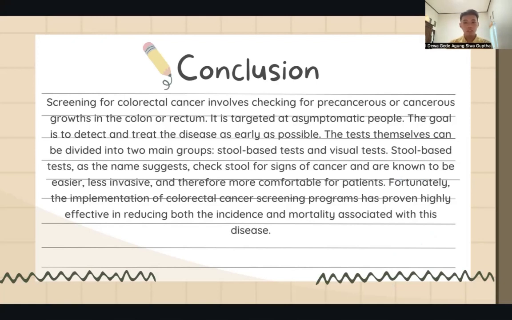The conclusion here is that screening for colorectal cancer involves checking for precancerous or cancerous growths in the colon or rectum. The goal of this screening is to detect and treat the disease as early as possible. And fortunately, the implementation of colorectal cancer screening programs has proven highly effective in reducing both the incidence and mortality associated with this disease.